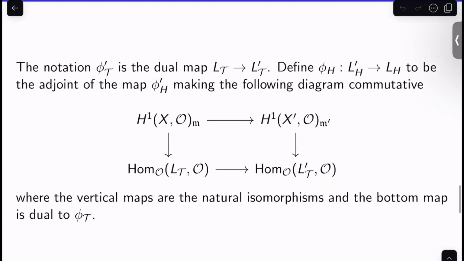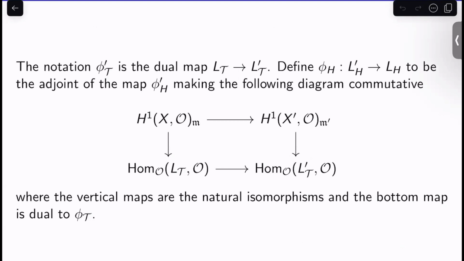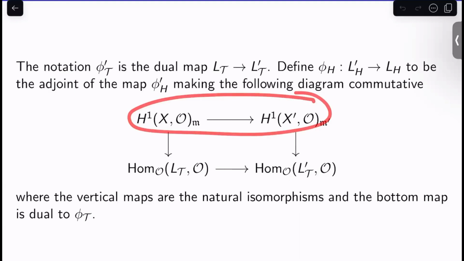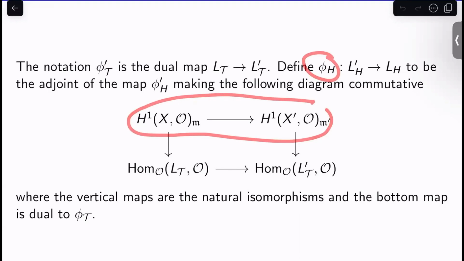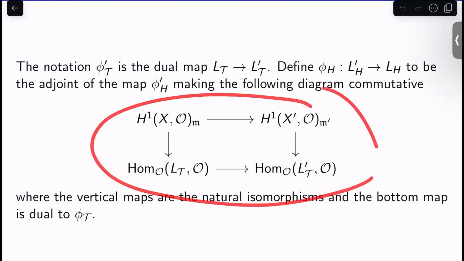Okay. All right, now we're going to need a map phi prime sub T going the other way, and we'll just define that to be the dual map that goes from L sub T to L prime sub T. Now let's define a map phi sub H from L prime H to L H to be the adjoint of the map phi prime sub H that makes the following diagram commute. Okay, so we're essentially looking at this upper map here. Okay, so this is going to be my phi prime sub H, and phi sub H will just be the adjoint of it. What is this commutative square?